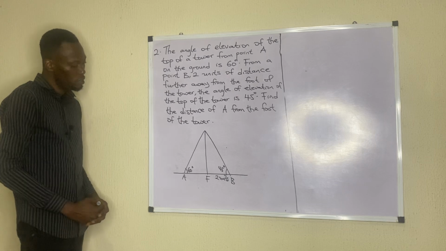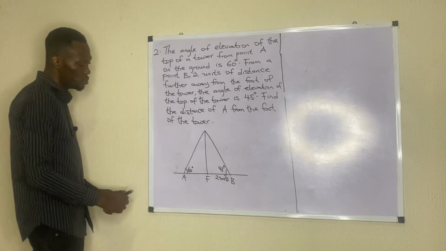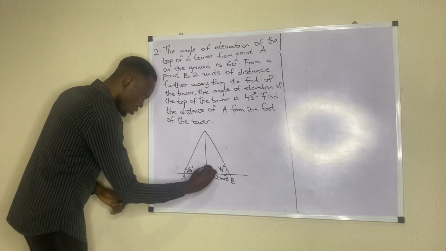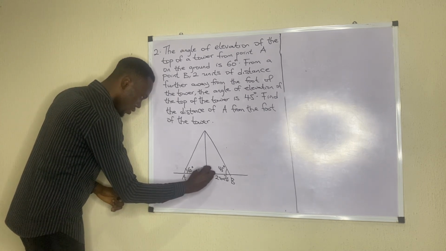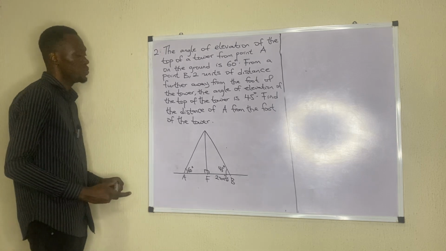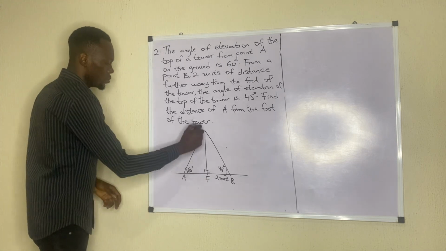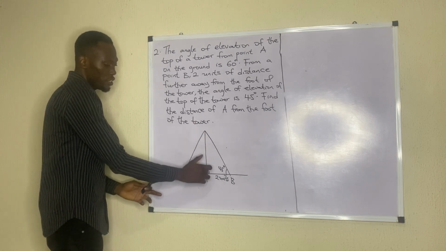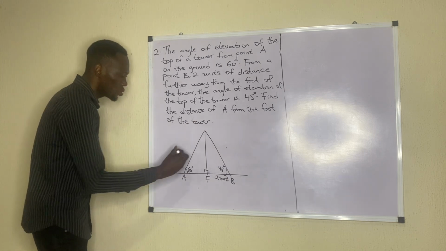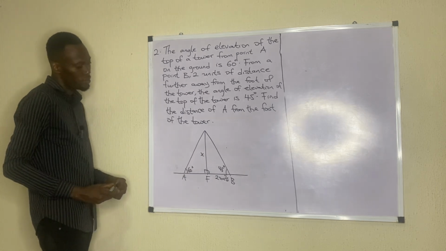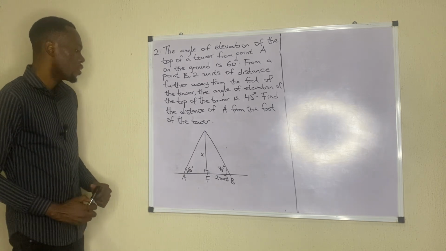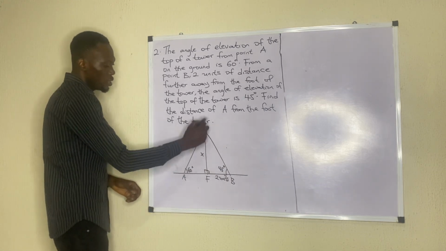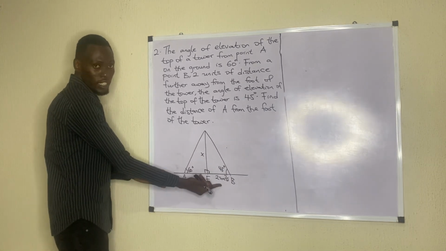But before we can solve this, you should know that the tower is perpendicular to the horizontal ground. So there's a 90 degrees here, and there's also a 90 degrees here. So this is a right angle triangle, and this is a right angle triangle. So I can get the height of the tower from this first triangle. Let me call the height of the tower X. If I take this right angle triangle, I'm having the opposite and the adjacent.